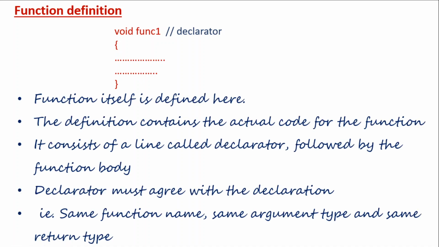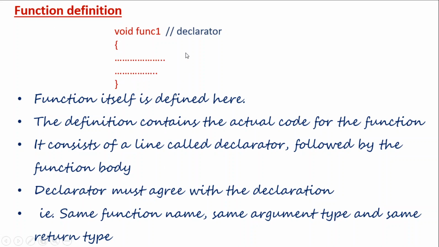Now we'll discuss in detail. The function itself is defined in this part of the program, and the definition contains the actual code for the function. So if you want to solve a quadratic equation, all those steps corresponding to solving the equation should be put here. It can have any number of statements. Next, it consists of a line called the declarator followed by the function body. So this line should be there, then the function body which contains the statements.